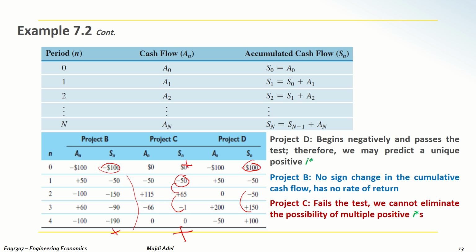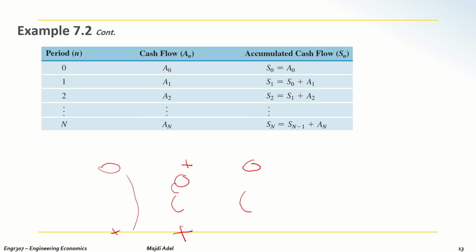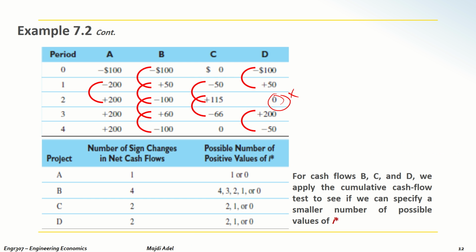Now for project B, there is a special case. Project B is a special case because it starts negative and remains negative. In this case, project B has no rate of return. If you remember, after applying the net cash flow rule of signs, it had 4 sign changes, so a maximum of 4 rates of return. But after applying the accumulated cash flow sign test, it starts negative and remains negative. This means it has no rate of return. So instead of a maximum of 4, we have concluded that project B has no rate of return.